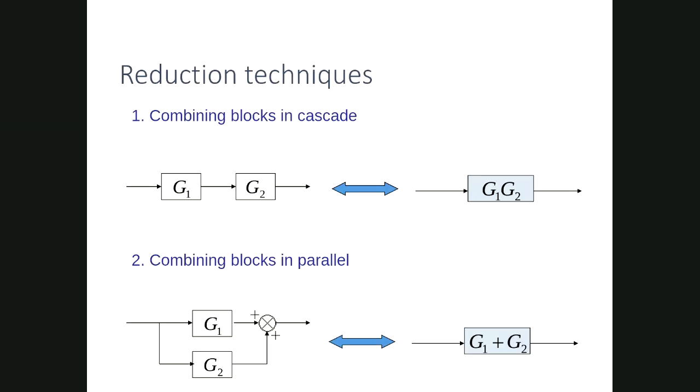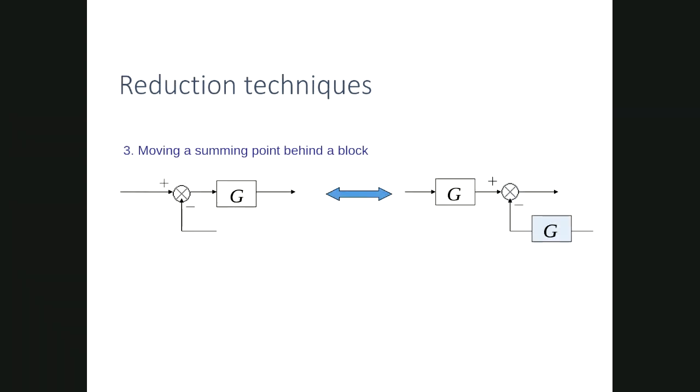Okay, so we've seen that cascade can be reduced this way. Parallel combination can be reduced this way, right? So we know these two reduction techniques. Now, let's see this one. Think about this. If you have a signal going in at this point, and then another signal going in at this point, and we want to move this junction to the front of this block, to after this block, what do we do?